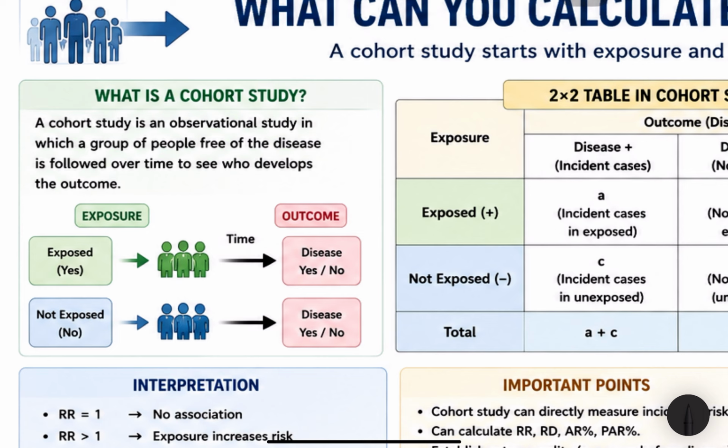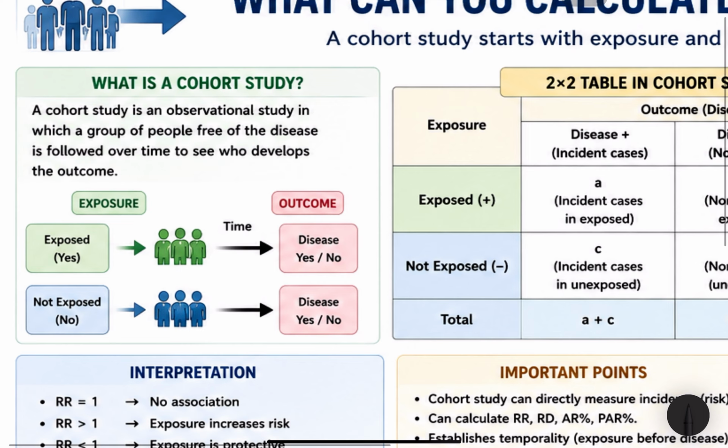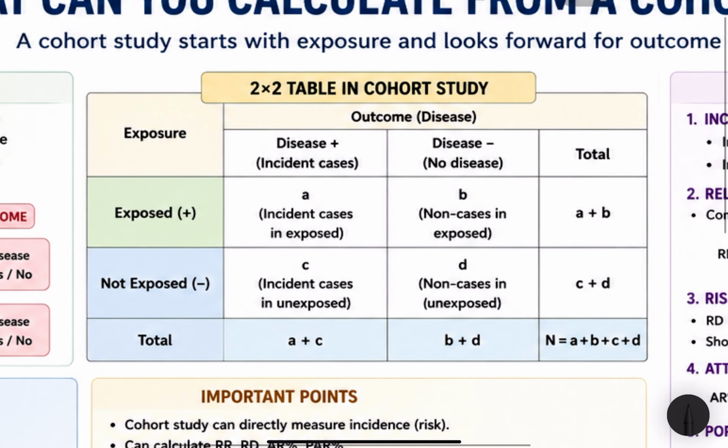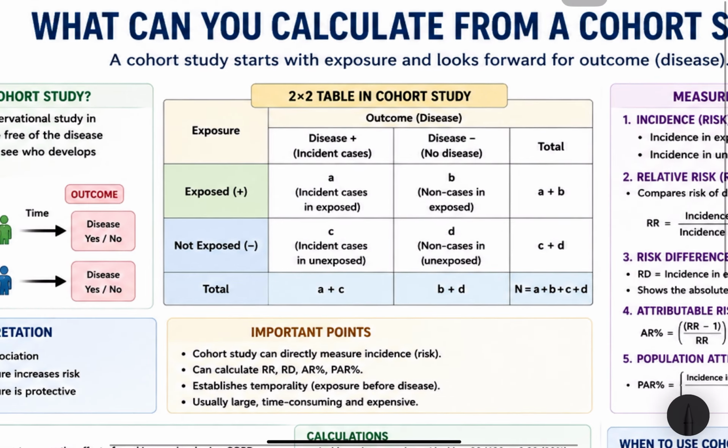So a group of people who are free from disease will be followed over time, and a few will be exposed to the risk factor and a few will not be. We'll see who gets the disease and who does not. That's the outcome. First, we will make a 2 by 2 table. We'll write exposed and non-exposed in rows, and in columns disease and non-disease, with A, B, C, D as you can see in this table.